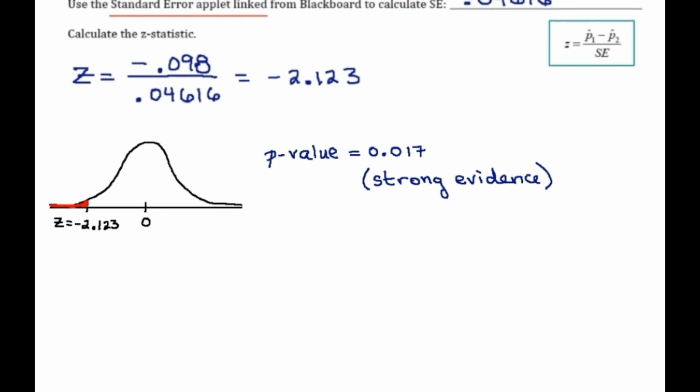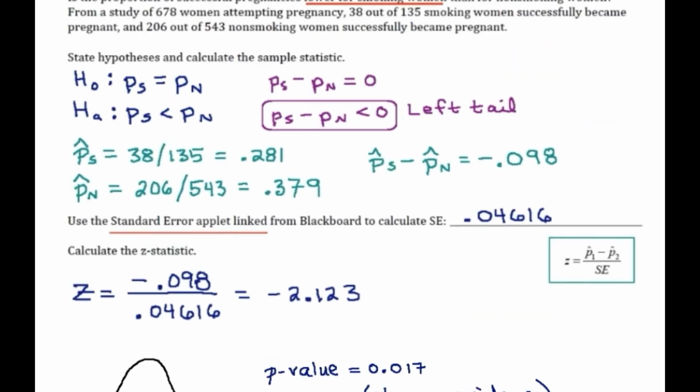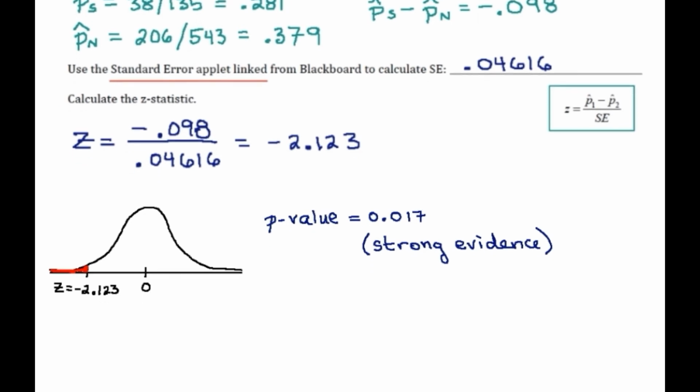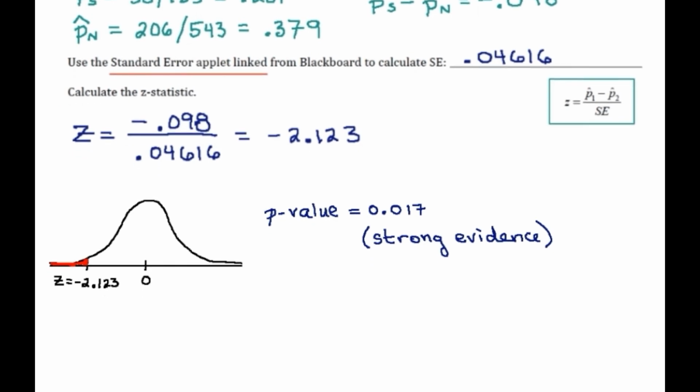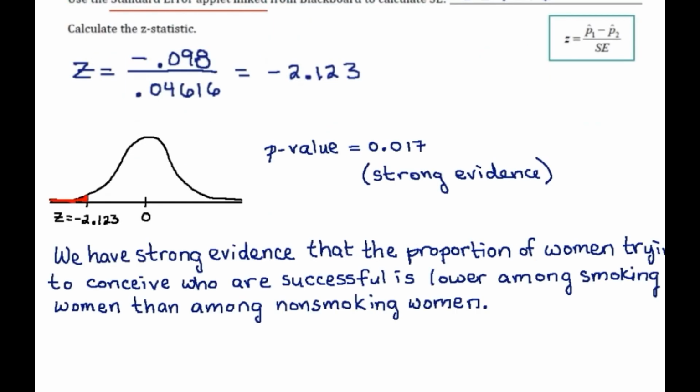Now what we have strong evidence of is our alternative hypothesis. If we look back at our alternative hypothesis, we see it was that the proportion of smoking women who successfully get pregnant is less than the proportion of non-smoking women who successfully get pregnant. So we have strong evidence that this is true, and we want to state this in context using non-technical language. So putting this in words, we can say that we have strong evidence that the proportion of all women trying to conceive who are successful is lower among smoking women than among non-smoking women.